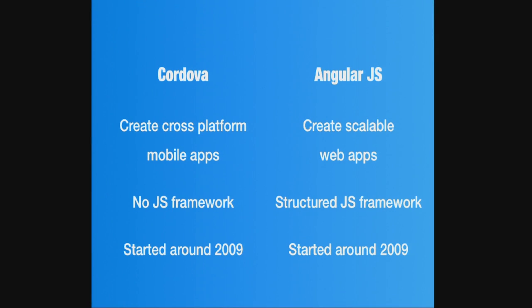But with all this, we think that there's some benefits to using these two frameworks together. So we can use Cordova to create cross-platform mobile apps. We can use Angular to structure these web apps. Cordova doesn't come with a JavaScript framework, but we can use Angular for that. And coincidentally, they both started around the same time.